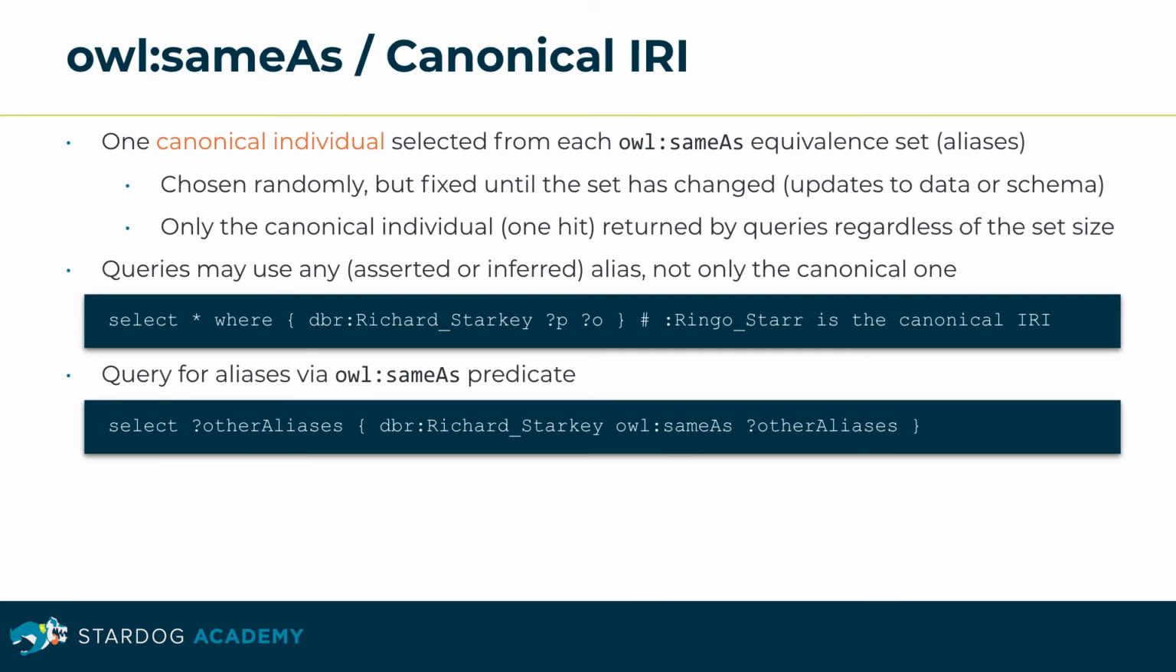In Stardog, one canonical individual is selected from a set of equivalent resources, aliases. This representative handle is chosen randomly, but remains fixed until the set has changed via an update to the schema or data. Only this canonical individual is returned by queries that match any of the aliases, regardless of their number. Nevertheless, you may use any of the asserted or inferred aliases in your queries, not only the canonical one.